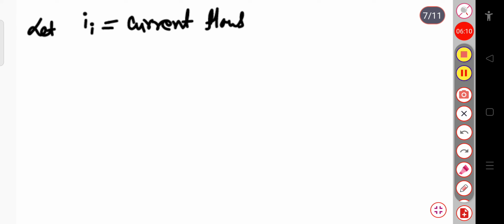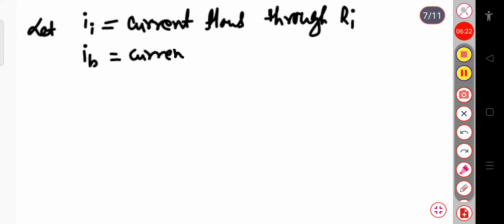Current flows through Ri. That is the input resistor. And here this IB represents the current that flows into the inverting terminal of the op-amp. This is the current through the inverting terminal.